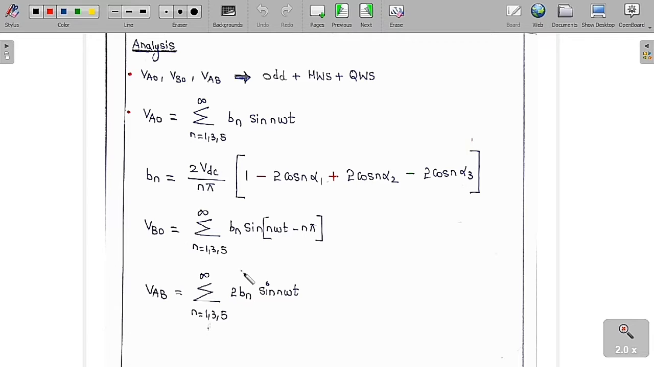So the general format of any Fourier series coefficient is Bn is equal to 4 into peak value VDC by 2 by n pi. Here higher means plus 1. While it is going from high to low, minus 2 cos n alpha 1, from low to high means plus 2 cos n alpha 2, again high to low means minus 2 cos n alpha 3. So this is the format that you need to always remember, the basic function.